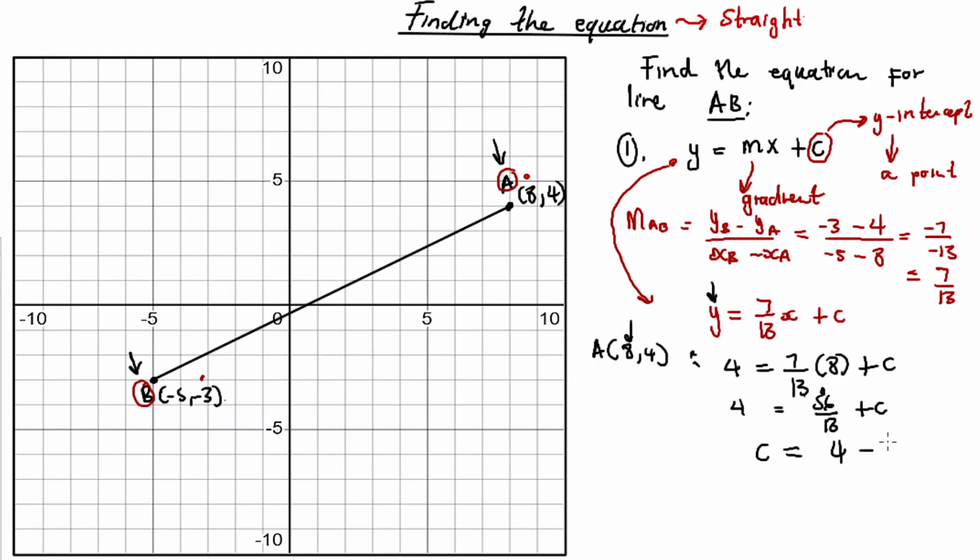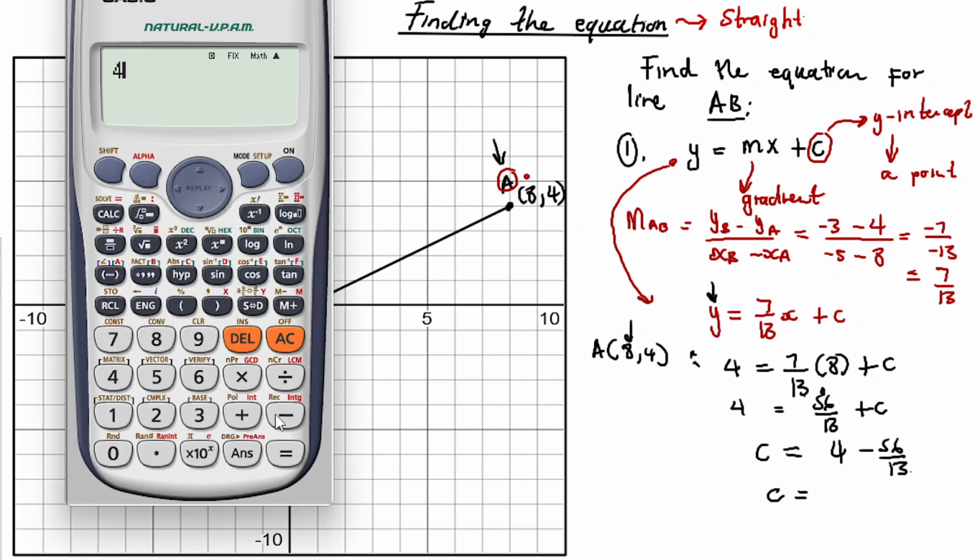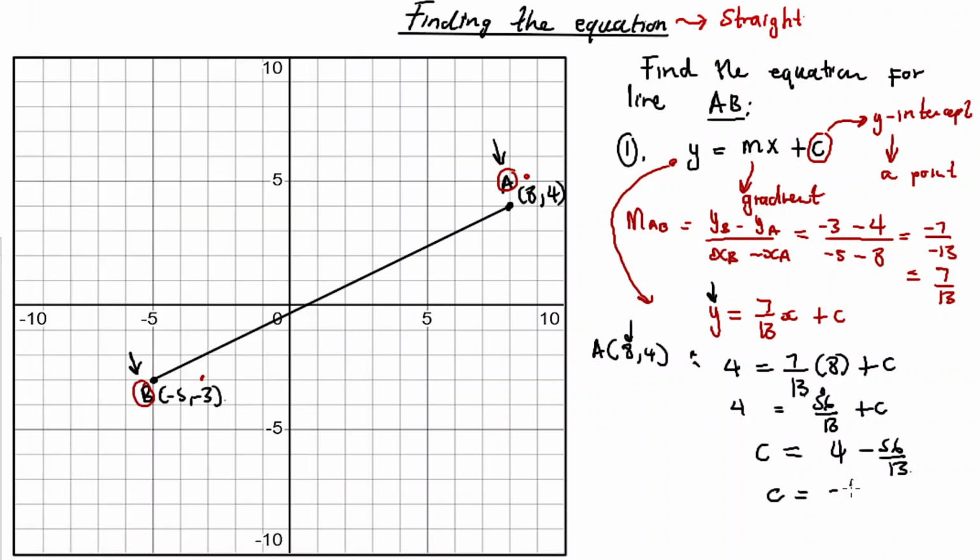So it's going to be 4 minus 56 over 13. So c is equal to 4 minus 56 over 13. So c is going to be minus 4 over 13. Therefore, y is going to be equal to 7 over 13 x minus 4 over 13. So this is the equation for line AC.